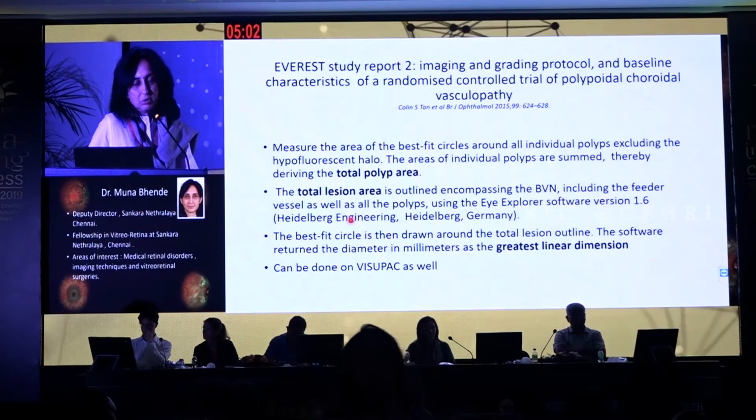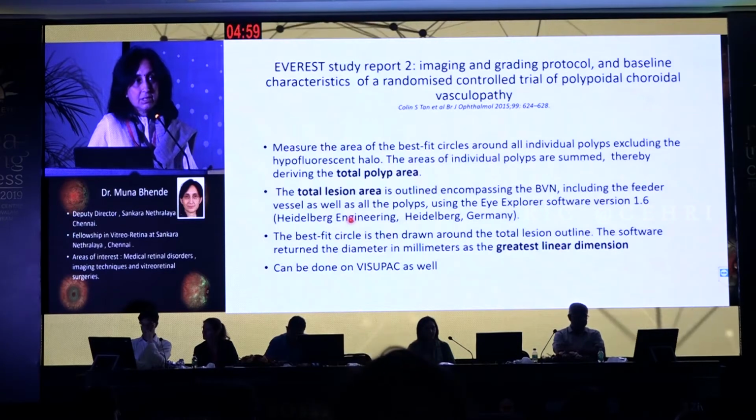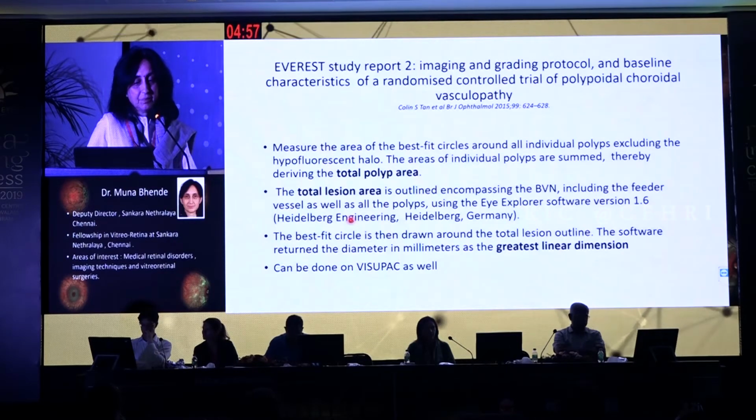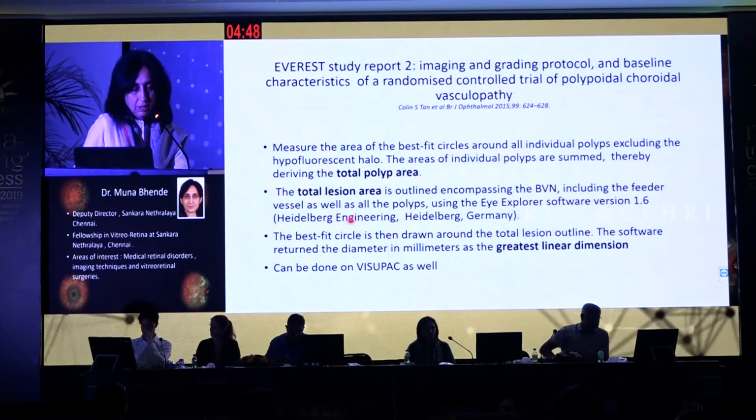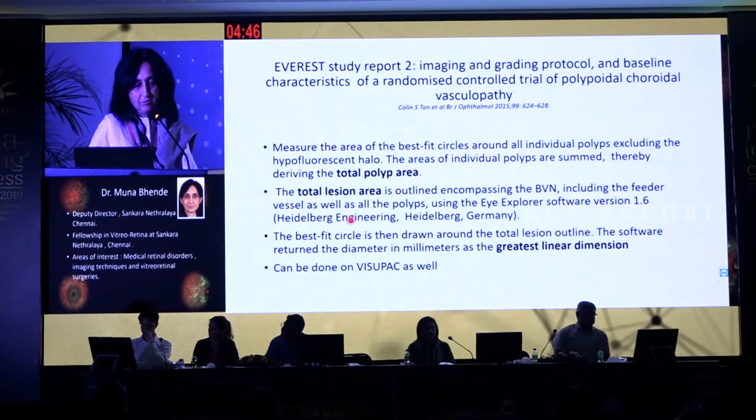measurement. Whereas the total lesion area, what we best know as the greater lesion diameter, is outlined encompassing the branching vascular network, the feeder vessels, as well as the polyps. And this can be done not only on the Heidelberg, it can be done very well on a Visupac as well.